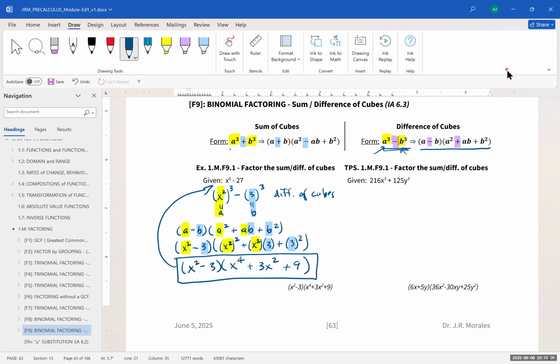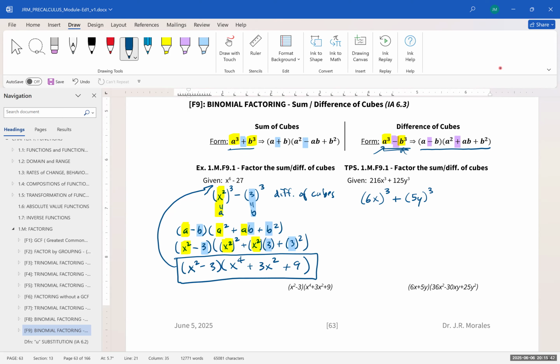Okay, so let's look at this one. So we need to write 216x cubed and 125y cubed as perfect cubes. Okay, it's nice that we've got x cubed and y cubed, because then that means we're just going to have an x and y on the inside. But the cube root of 216 is 6. So we can write this as 6x cubed plus, and then this will be 5y cubed. So we have a sum of cubes here.